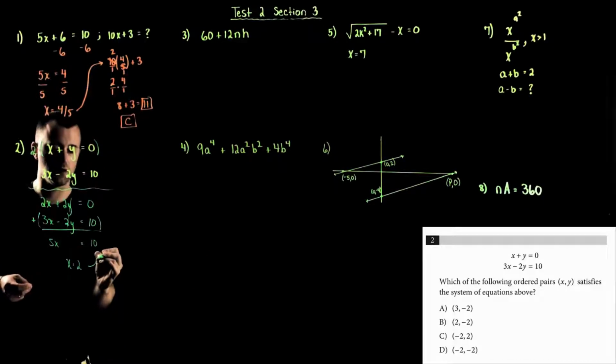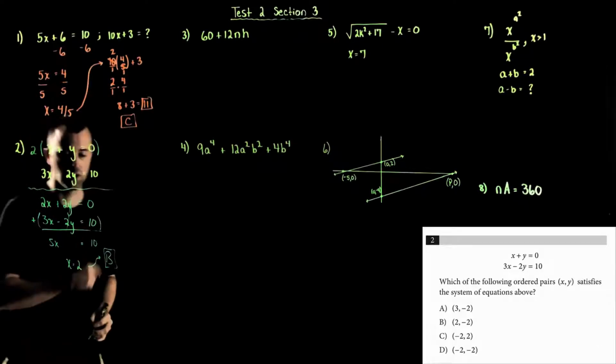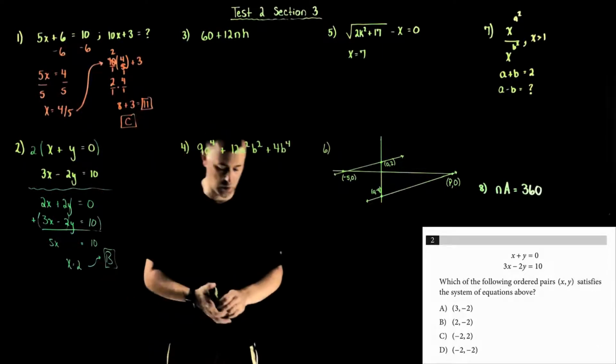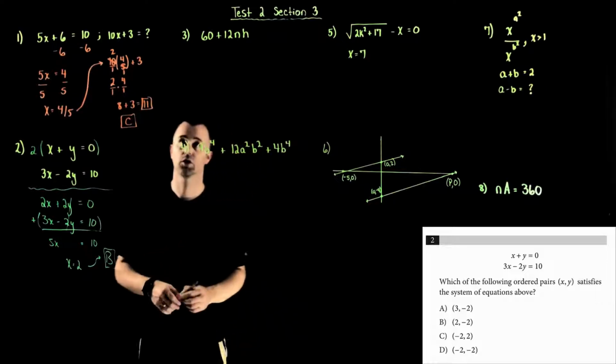Usually you will get one answer choice only. So that's why I like to just go ahead and check. So this one's going to be B because that's the only one that has a 2 for x plugged in for it. So that's going to be number 2.